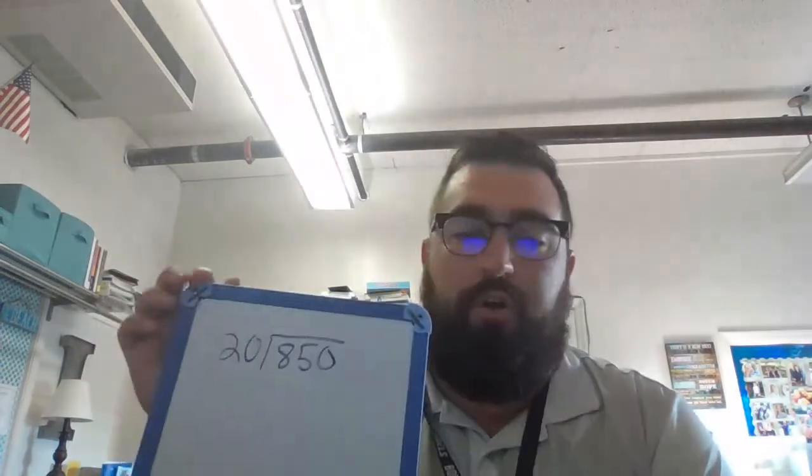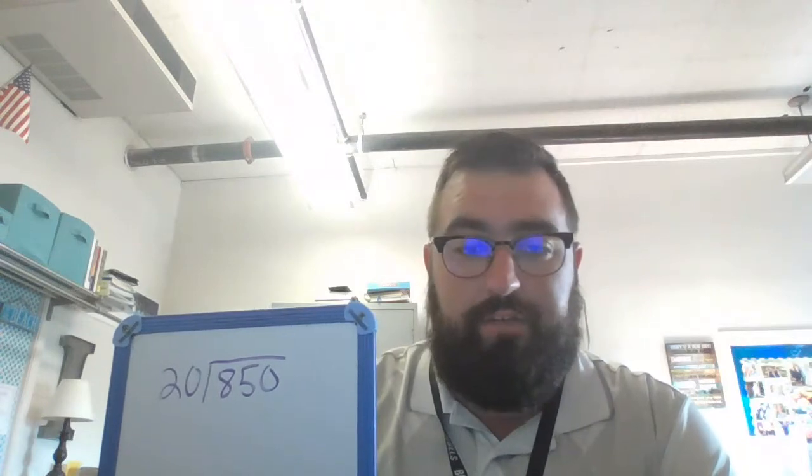All right, on to our next problem. So this one we're going to do 850 divided by 20. I want you all to remember that we are working with whole numbers in this unit, meaning our answers are not going to have decimals. So I'm going to show you an example that has a remainder instead. So let's go through this step by step like we just did.